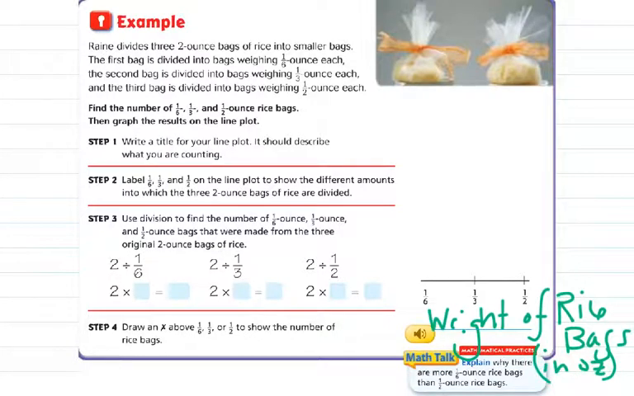Step 2, it says label the 1/6, the 1/3, and the 1/2 on the line plot to show the different amounts into which the 3 2-ounce bags of rice were divided. So the amount of sixths we have would be 1, 2, 3, 4, 5, 6, 7, 8, 9, 10, 11, 12. So I'm going to put 12 X's.